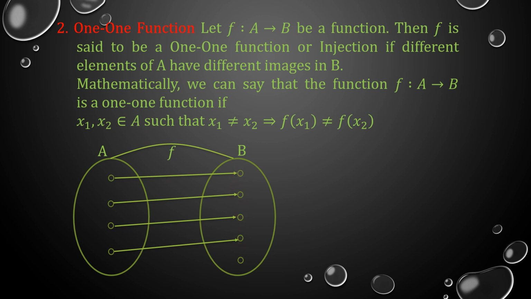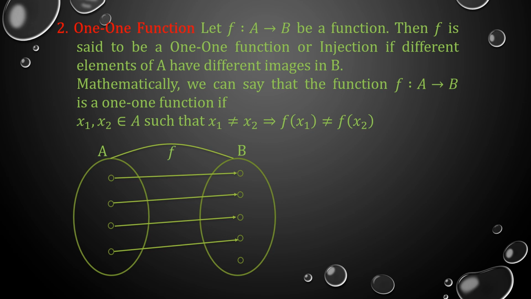So if you get this type of function, each time you take an element from A, you will get a different image, a different value by the definition of the function. Then the function is an injection or injective function or one-one function. Is that clear? Now let us see one example for this one-one function.